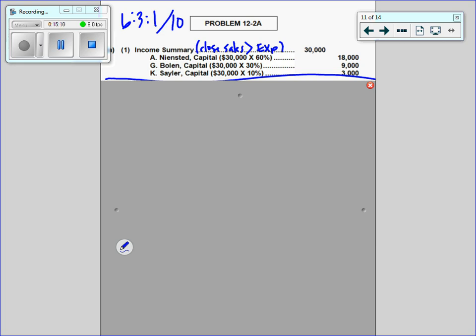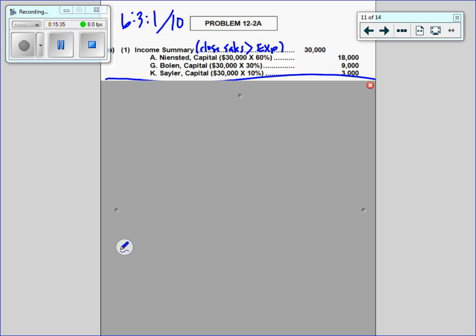Why is net income getting chopped up a little bit? The salaries, here's the weird part. Are all of the partners getting salaries? No. Nienstedt and Bolin are given salaries of 15 and 10 respectively. I don't know about the other, Krista Saylor. I don't know why she's not getting any money, but whatever's left, they're going to share equally this time.